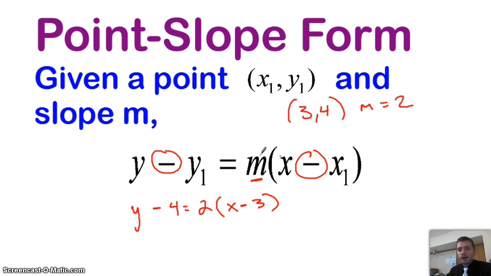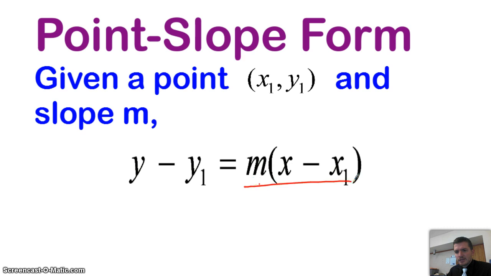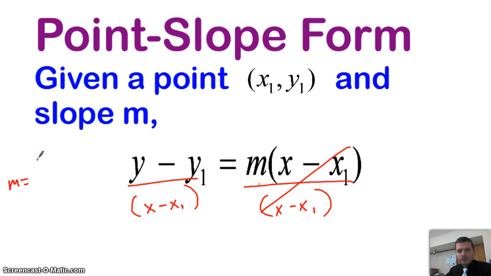Alright, let's keep going. Oh, and one thing I wanted to show you is if you divided both of these sides by x minus x1, these would cancel over here, and you would get m equals y minus y1 over x minus x1. Huh. Looks familiar. I should know this. It'll come to me. Think about it.